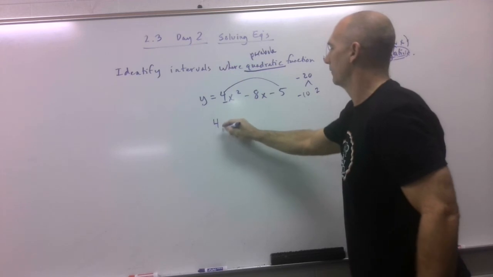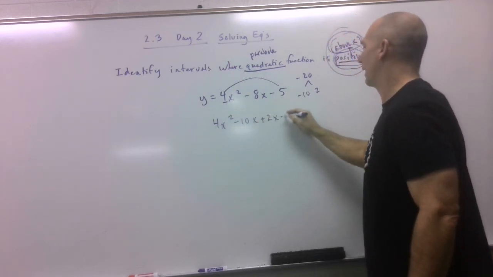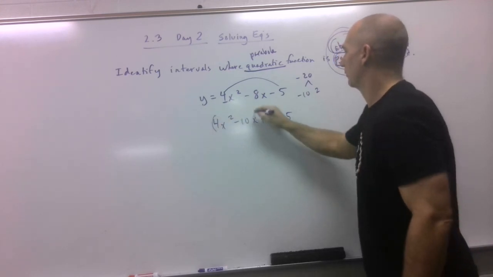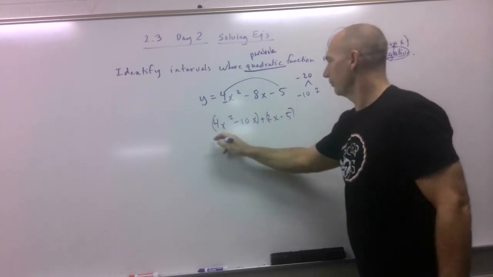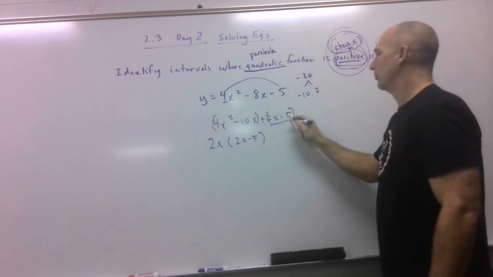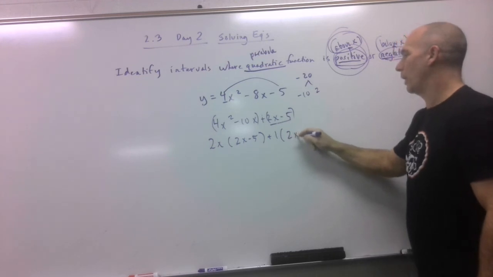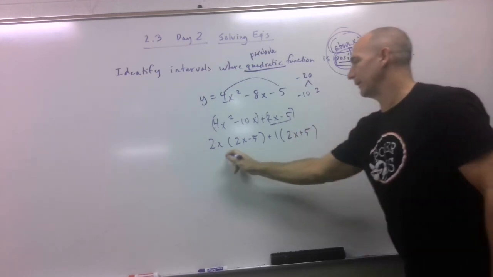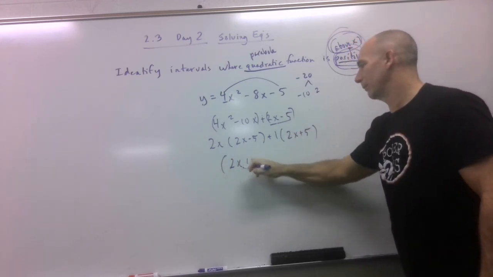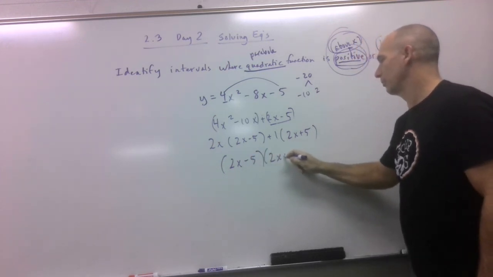So I'm going to rewrite it. 4x squared minus 10x plus 2x minus 5. Slap your parentheses in there. Take the 2x out. I'd be left with 2x minus 5. Notice I got that, but I had to take something out. So I take a 1 out. And then I'm done factoring. Whoops, that's supposed to be a minus 5. And then 2x plus 1.